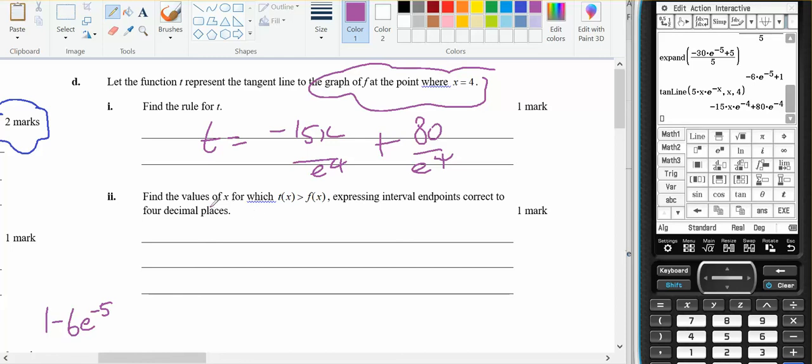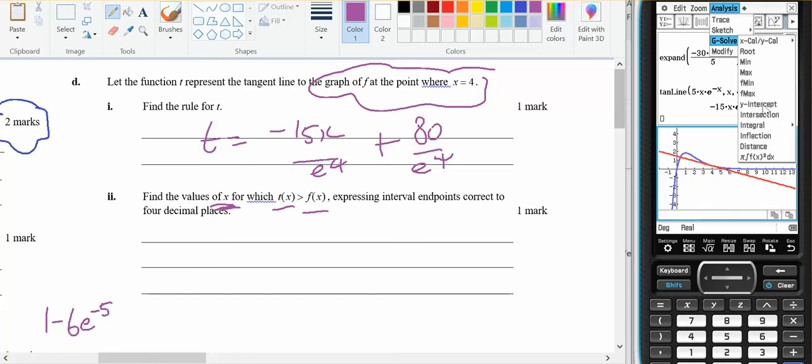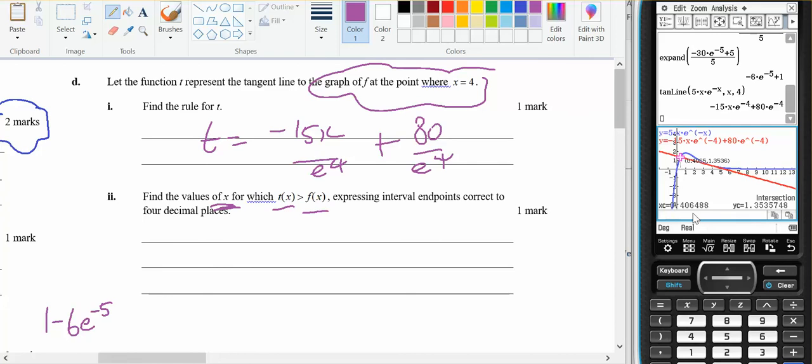Beautiful. Find the values for x for which t of x is bigger than f of x. Okay, I've got a graph there of f of x. If I look for t of x, I can see that t of x is below f of x, equal, below. It's only over here that t of x is bigger. So if I do analysis, G-solve intersection, first intersection point is x equals that. I've got to do it to 4 decimal places.